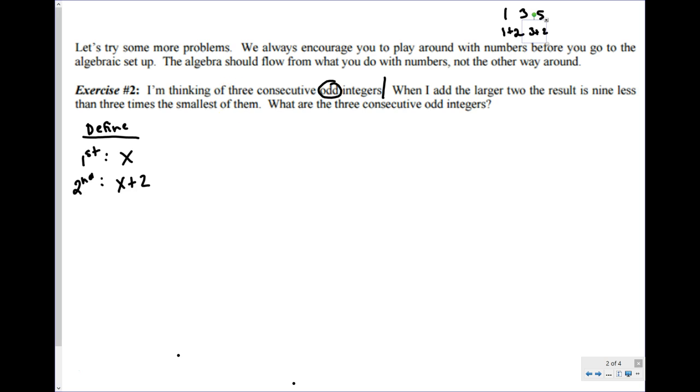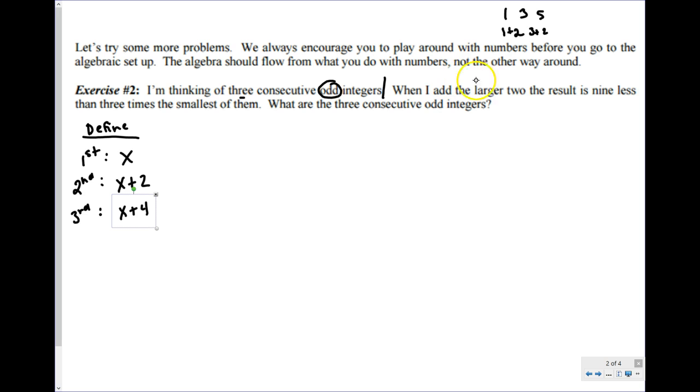Now this problem wants us to have 3, so the third one would be x plus 4. Alright? So now we've defined our integers. The first one would be x, the second one would be x plus 2, and the third would be x plus 4. Now we can go on to the other part of the problem.